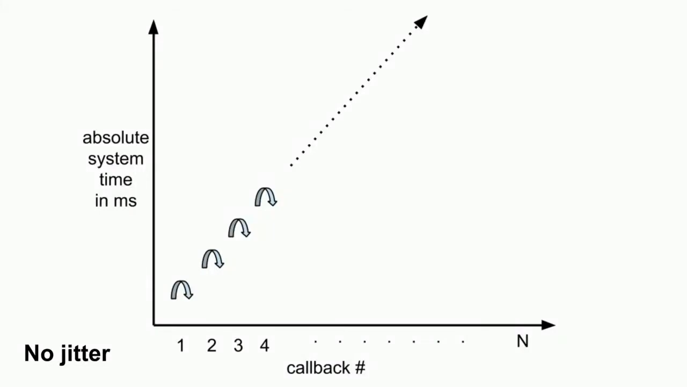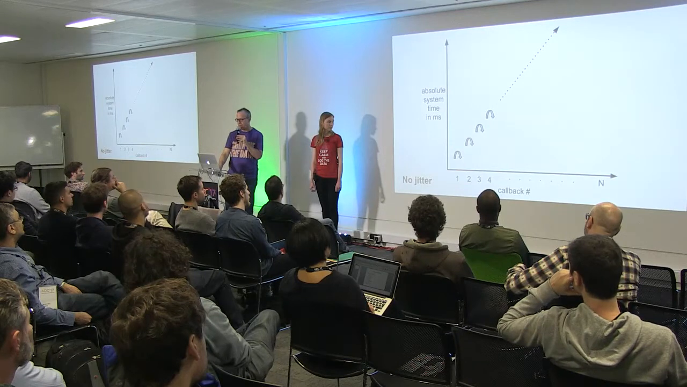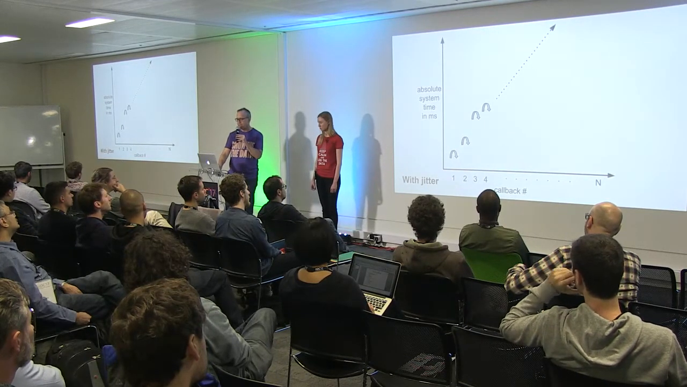And if we look at that on a graph, we can see the callbacks over increasing time: the first callback, second callback, etc. And in terms of absolute system time, it's linear. So this is with no jitter. But in reality, we have jitter.